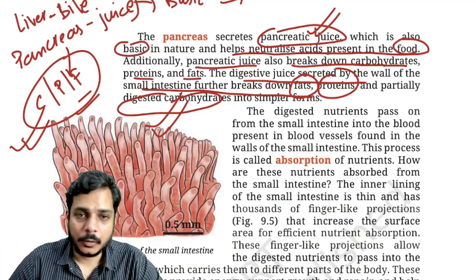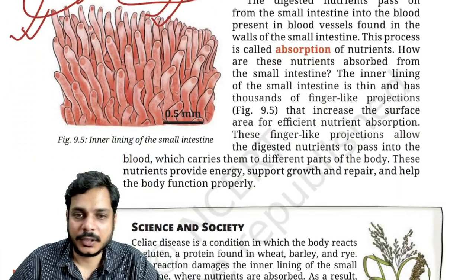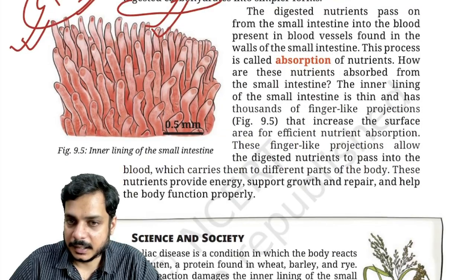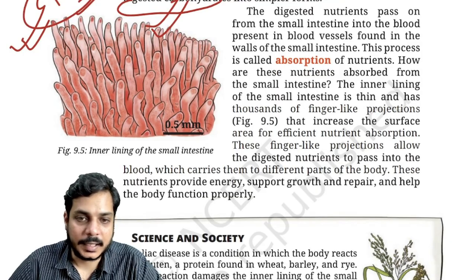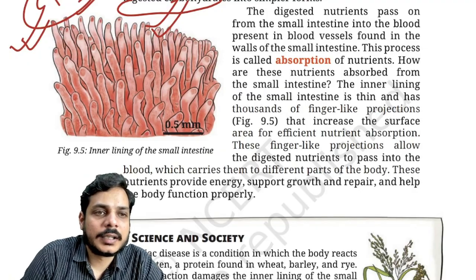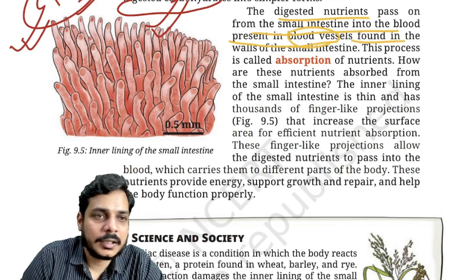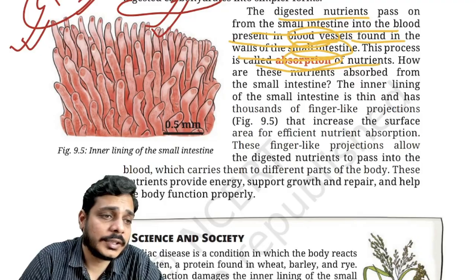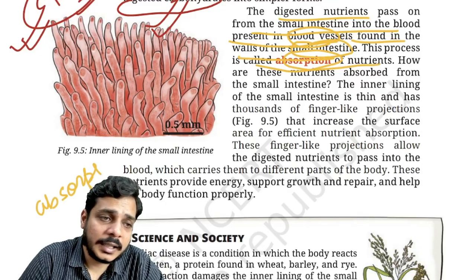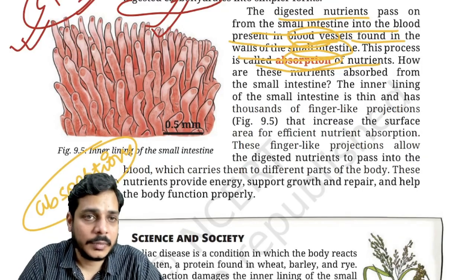Right, now let us proceed. So the digested nutrients pass on. Now here is the transmission of the nutrients that are getting derived, because there has been a breakdown of all of this into simpler compounds, and therefore now it is available for consumption by the organism. The digested nutrients pass from the small intestine into the blood present in the blood vessels found in the walls of the small intestine. This process is called absorption of nutrients. Absorption means now it is convenient for the body to use it. It was not convenient before to consume in the complex format.